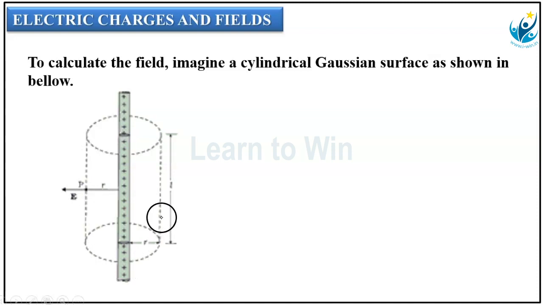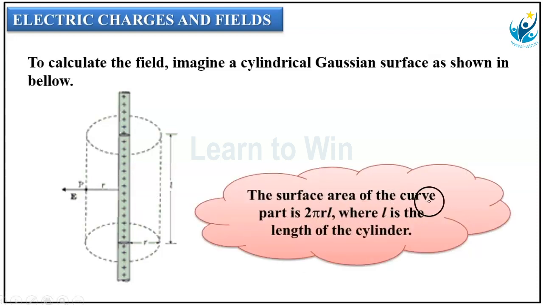This is the point. Now we are going to find the flux through this cylindrical portion of the Gaussian cylinder. For that, we need the area of cross section of this part. What is the length of the Gaussian cylinder? L. Radius is small r. Then the surface area of the curved part is 2 pi r, the circumference, into length L. 2 pi r L is the surface area of this curved cylindrical part, where L is the length of the cylinder.